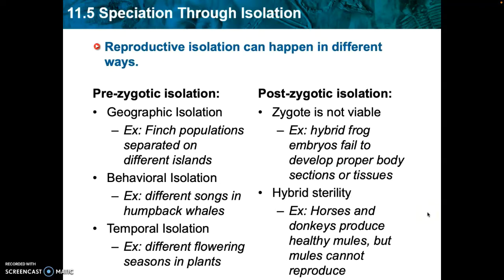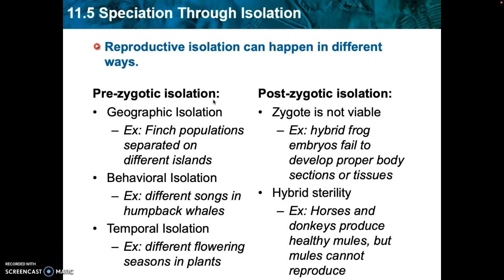So reproductive isolation is divided into two categories based on when it occurs. It is either considered to be pre-zygotic, pre means before, and zygotic refers to the zygote. So all of these examples of pre-zygotic isolation, those are going to be isolating mechanisms that prevent the formation of a zygote, like geographic isolation, when the finch populations became separated from the mainland and they were living on different islands and they stopped breeding with each other.